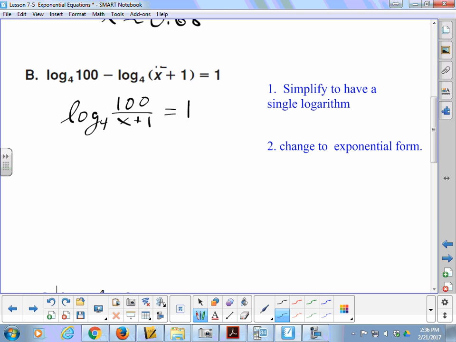If you need parentheses here to help you, then put parentheses there. Log base 4 of 100 over x plus 1 equals 1. Now I've written it as a single logarithm, so change it to exponential form. That means that 100 over x plus 1 equals 4 to the first power.